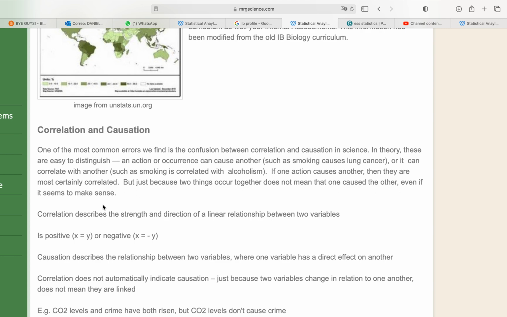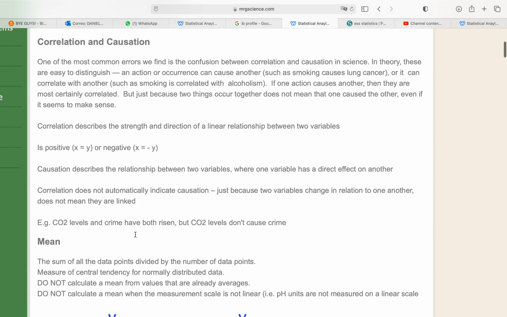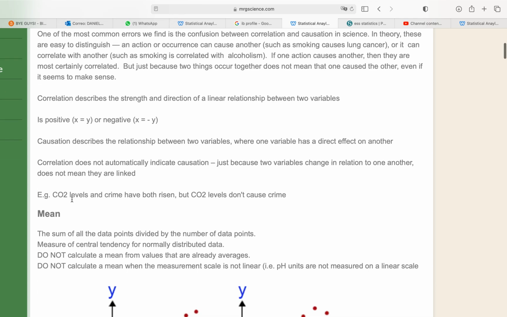For example, correlation describes the strength and direction of a linear relationship between two variables. The correlation, because they are correlated, is positive or negative. I'm going to show you in graphs how a correlation could be positive or negative. Causation, on the other hand, describes the relationship between two variables, where one variable has a direct effect on another one. Okay? So we're going to understand this in class. I'm going to explain with examples. But this is one causation. CO2 levels and crime have both risen, right? But CO2 levels don't cause crime.